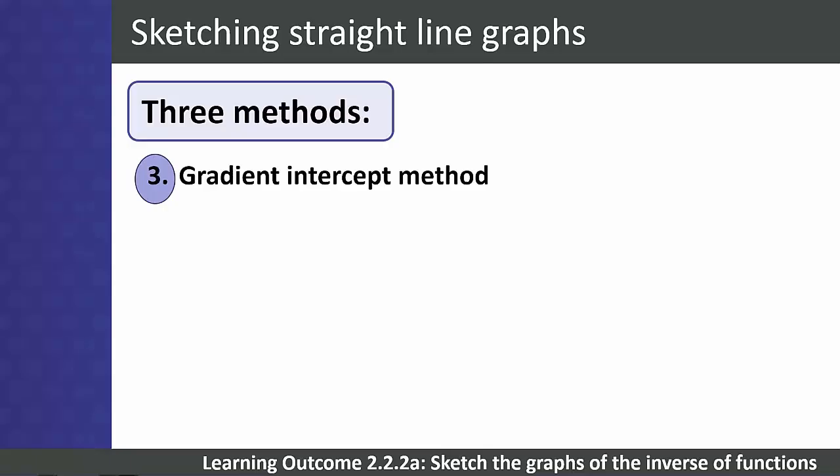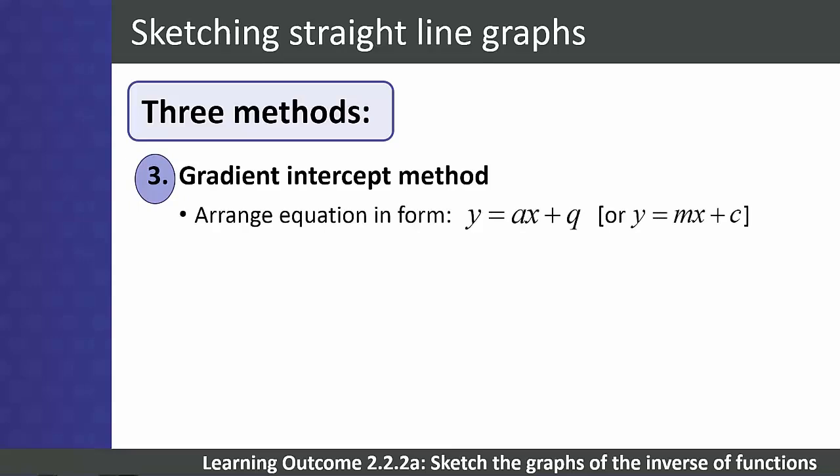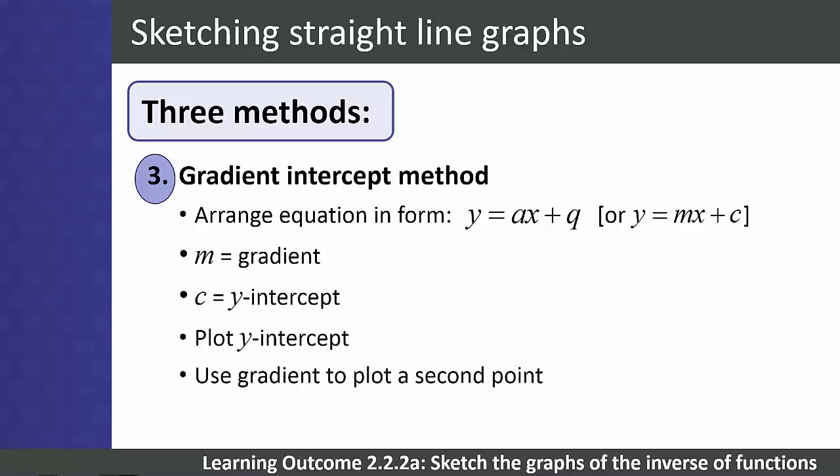Method 3 is called the gradient intercept method. The steps in this method are: arrange the equation in the form y equals mx plus c or y equals ax plus q. These are 2 ways of writing the same thing. M gives us our gradient, and c gives us our y-intercept. Plot the y-intercept, then use the gradient to plot a second point. Draw our straight line through these points. Let's look at an example of a lecturer working with linear functions and their inverses.